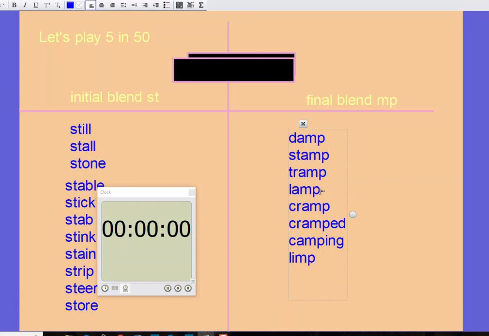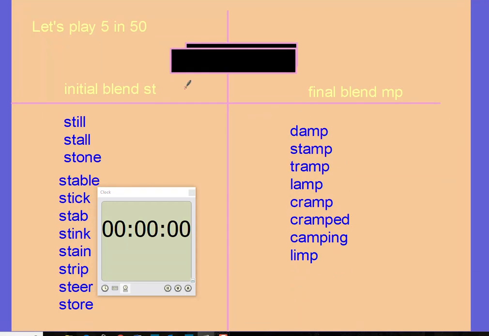So if you have any of these words or any other words ending in mp, then if you've got 5, you can give yourself another dojo. So 1 if you got 5 for st and 1 if you got 5 for mp. Well done, everybody.